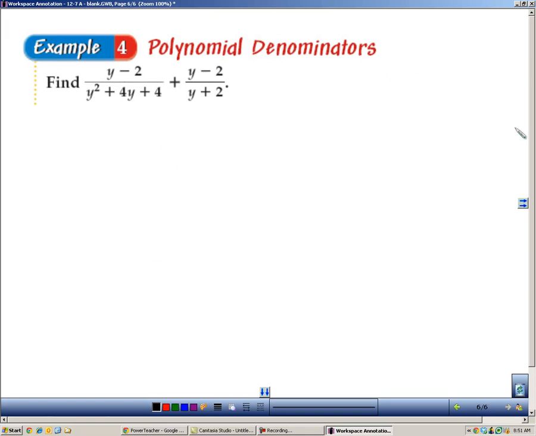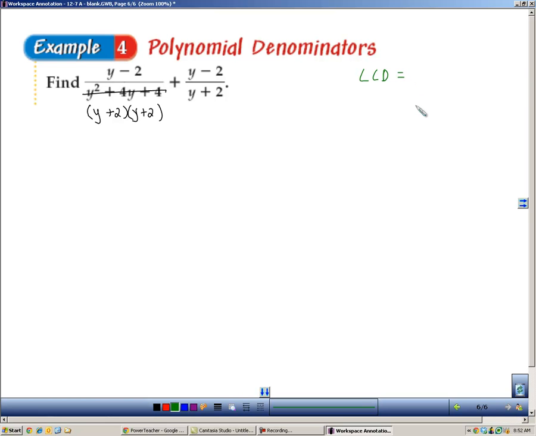Here we have an example where we need common denominators, but we have polynomials. Best thing to do is to break those into binomial factors by factoring. So I'm going to use the diamond here. Two factors of 4 that add to be 4 are 2 and 2. I'm going to cross that out. So it looks to me like my denominators are y plus 2 on the right and y plus 2 on the left. So what is my least common denominator?